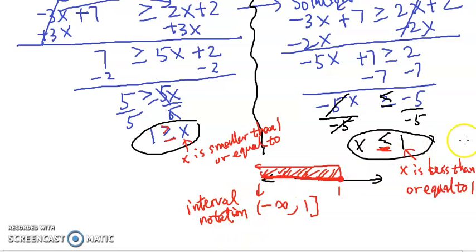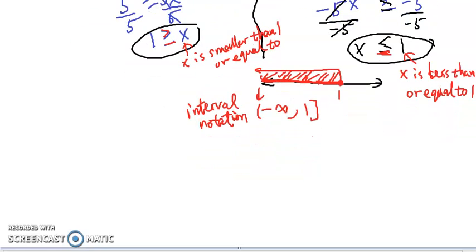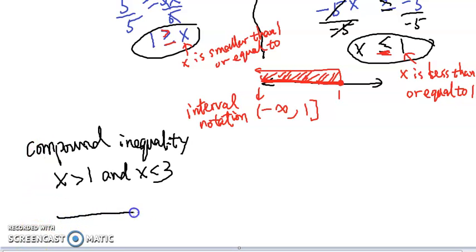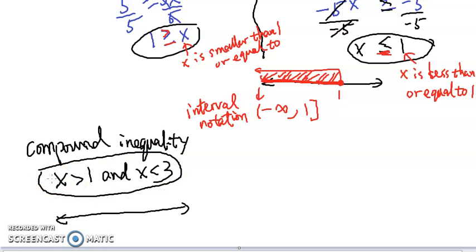All right, now let's look at another example of a compound inequality. Compound means more than one. So we have two inequalities, x greater than 1 and x less than 3. By the way, we're not solving two inequalities. After we get the answer, we have to put them together. So this is one problem.